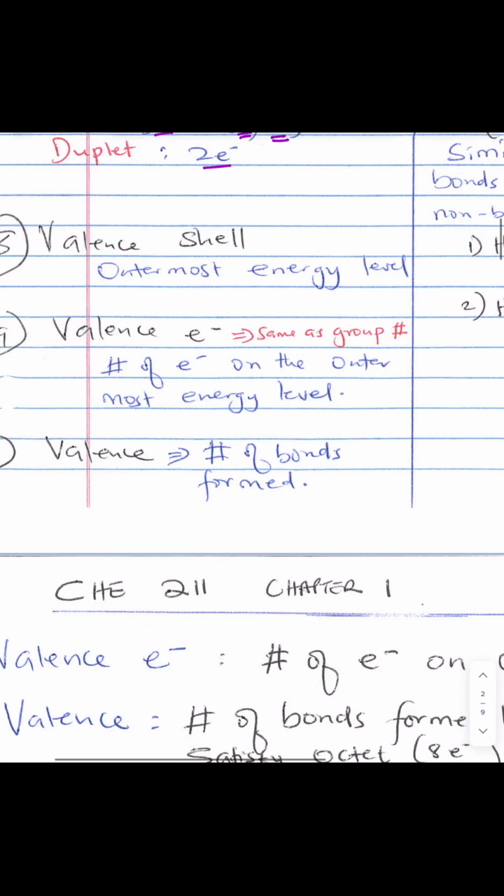Next, we look at the valence shell. This is the outermost energy level. And the valence electrons are the number of electrons in the valence shell. So that's the outermost shell. That means the electrons that can be used for bonding. Valence, on the other hand, means the number of bonds that are formed by that atom. So for example, hydrogen has a valence of 1, oxygen has a valence of 2, and we'll look at others later.